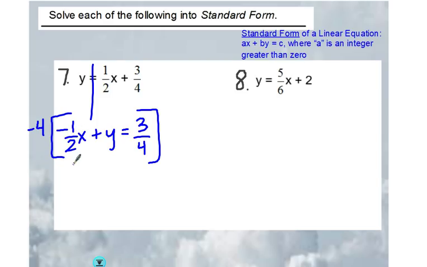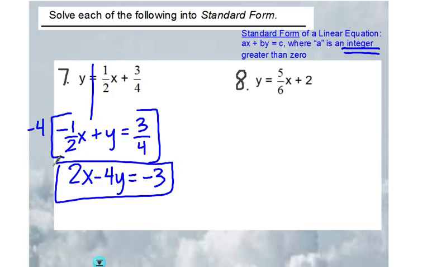4 divided by 2 is 2x. Negative 4 times y would become negative 4y. And negative 4 times 3 would be negative 12. And negative 12 divided by 4 is negative 3. All right, cool beans. I got rid of my fractions because, again, it says it has to be an integer greater than 0. Integer meaning a whole number. And in this case, it has to be also positive. All right, cool.